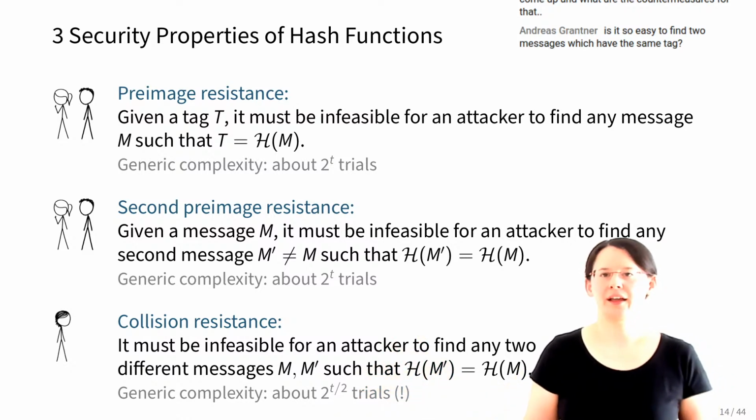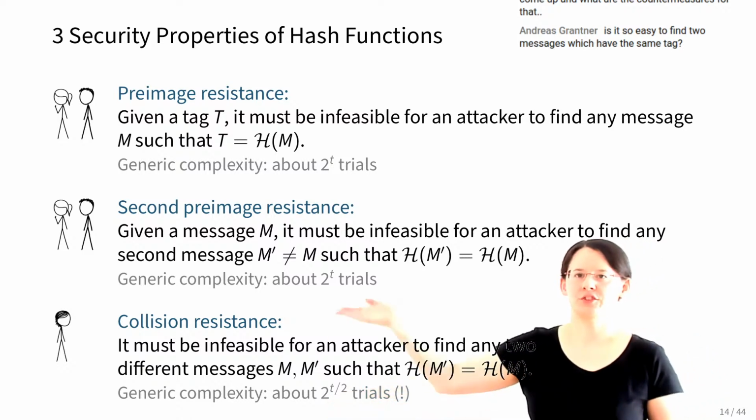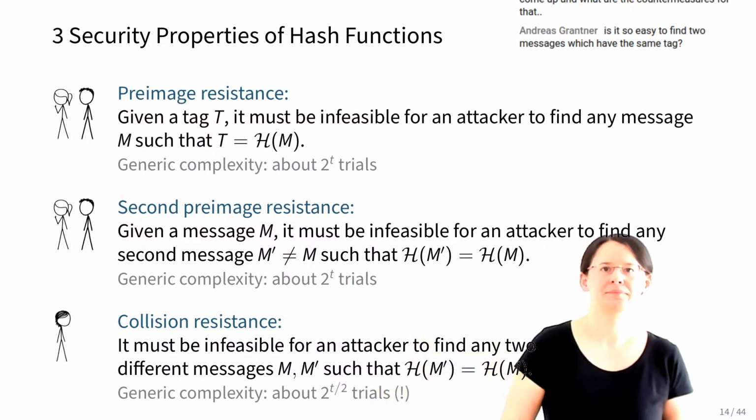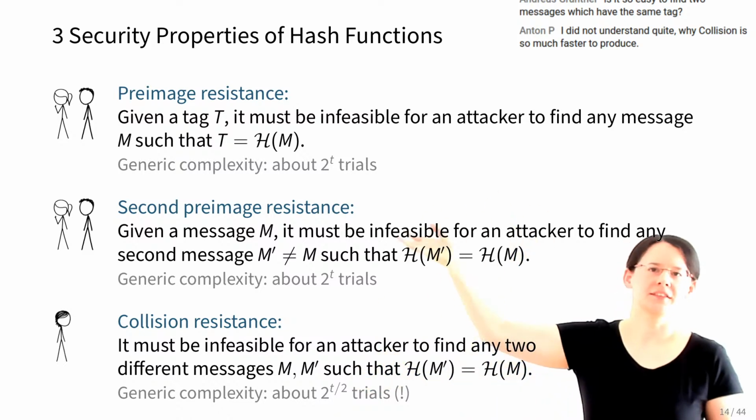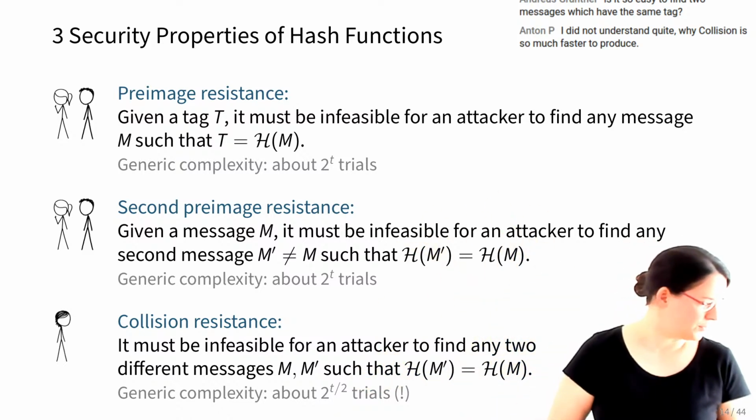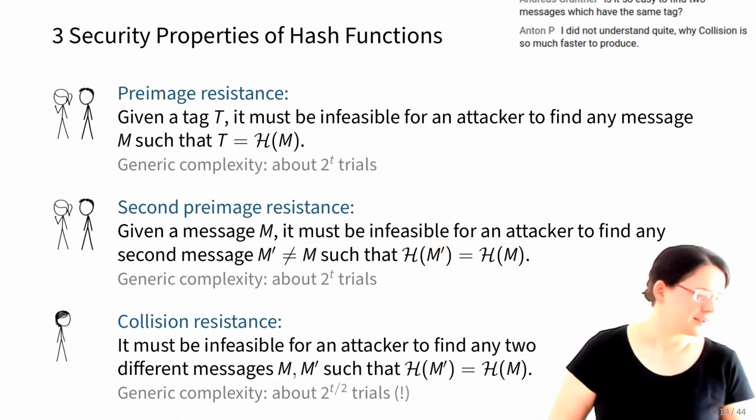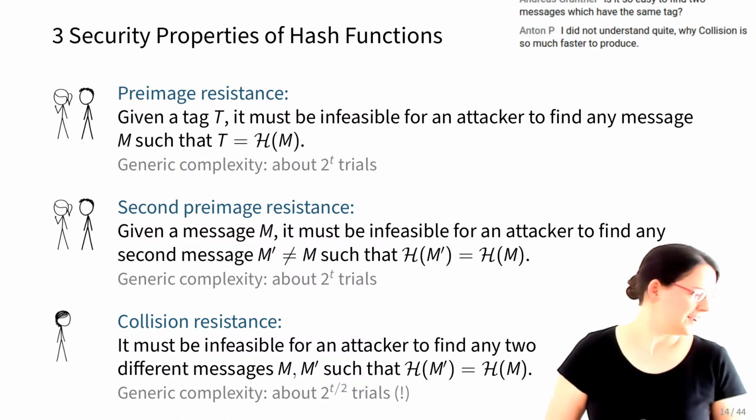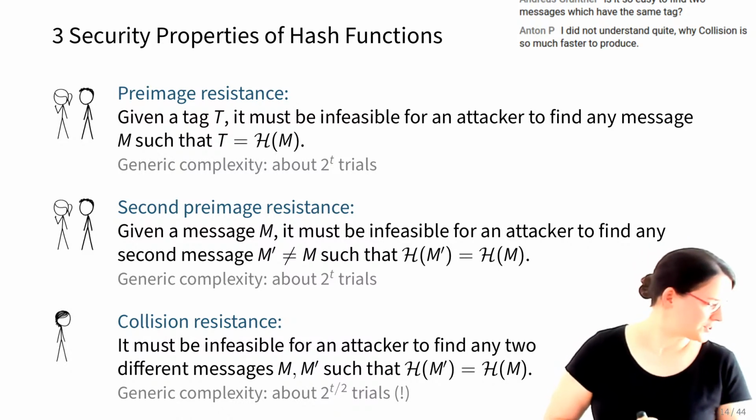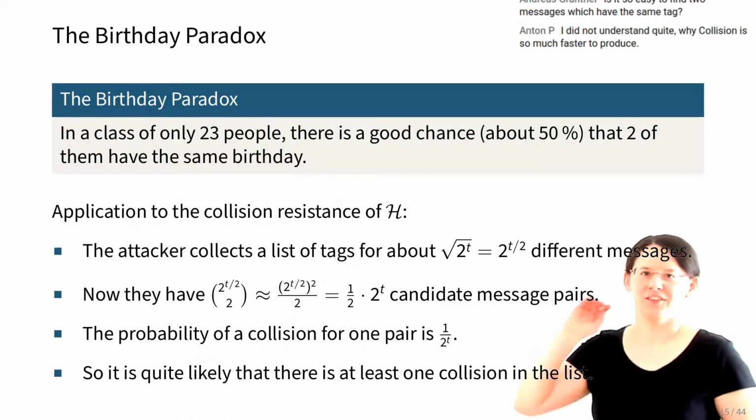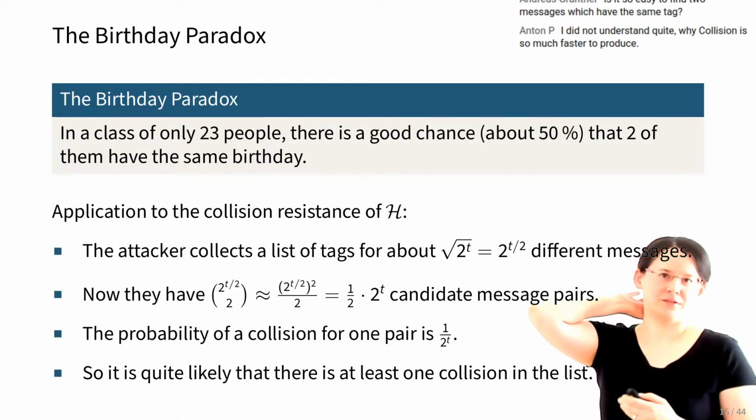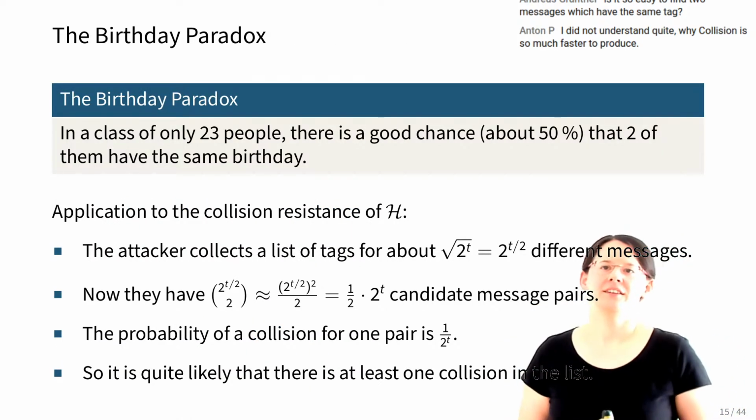So let's have a look at why this is so much cheaper than these ones here. So why protecting against a malicious sender is so much harder than protecting against somebody who modifies the transmission. You don't get yet why collisions are so much faster, which is why I will explain it to you on this slide here. So the reason why this is so much easier is due to the so-called birthday paradox.